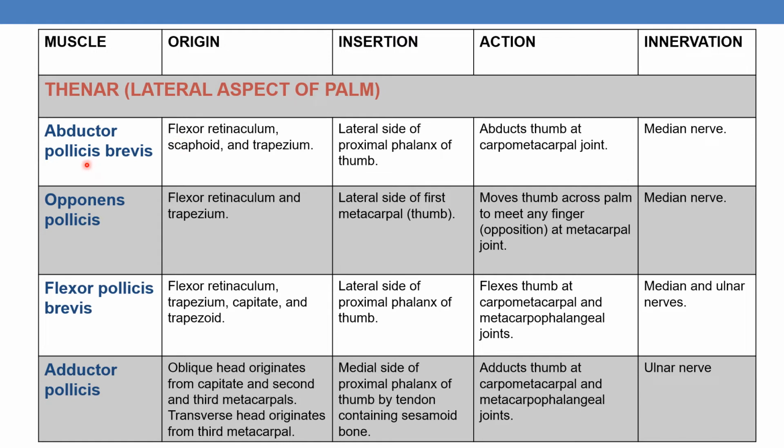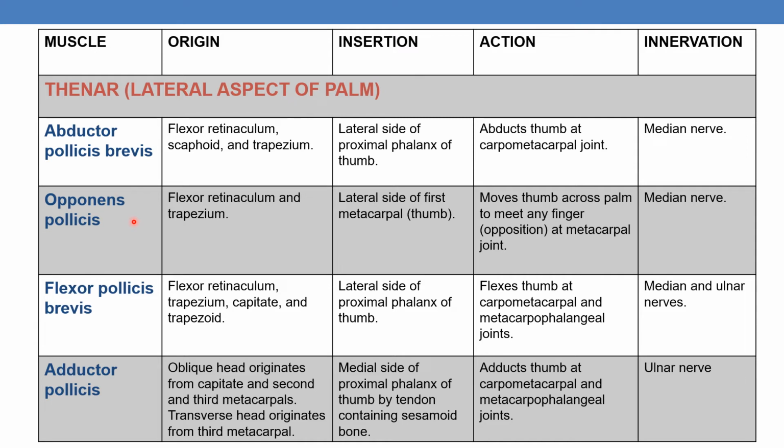As the name pollicis means thumb, this muscle is related to thumb. And abductor means it moves the part away from the midline. Brevis means it is short. Abductor pollicis brevis. So the insertion is the lateral side of the proximal phalanx of thumb. The action of abductor pollicis brevis is it abducts the thumb at the carpo-metacarpal joint. And it is innervated by the median nerve.